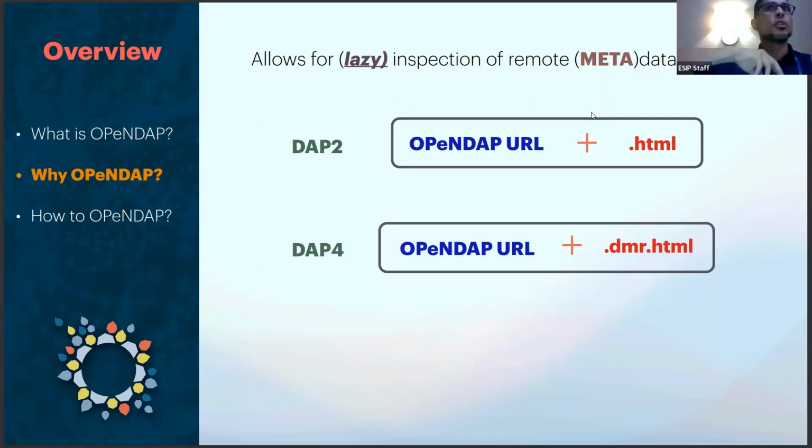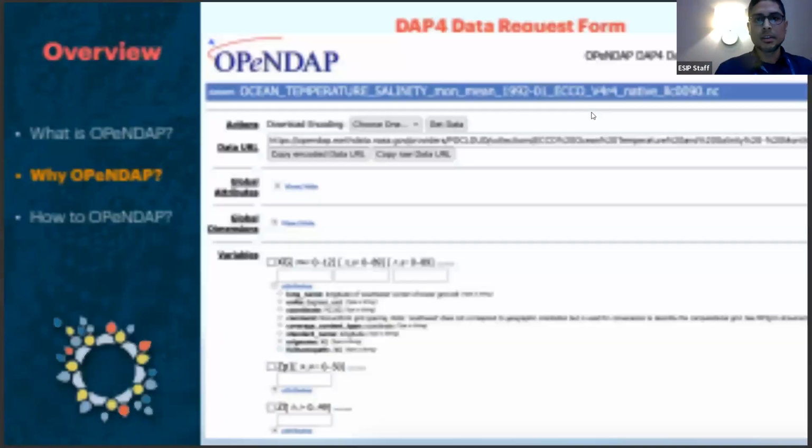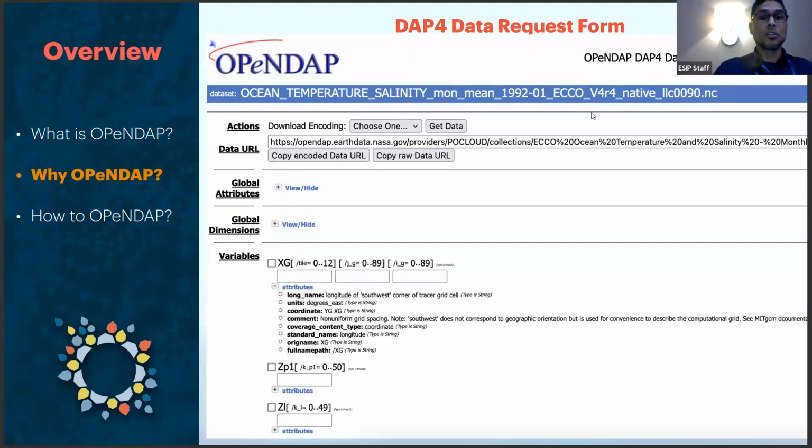onto a browser, and you see all of this information that describes the data set. So we're going to do that later. Same thing with DAP4, but now you add that DMR. That's really the only difference. And so this is what it looks like. You have a URL, and then you append .dmr.html, and then this is the DAP4 data response.